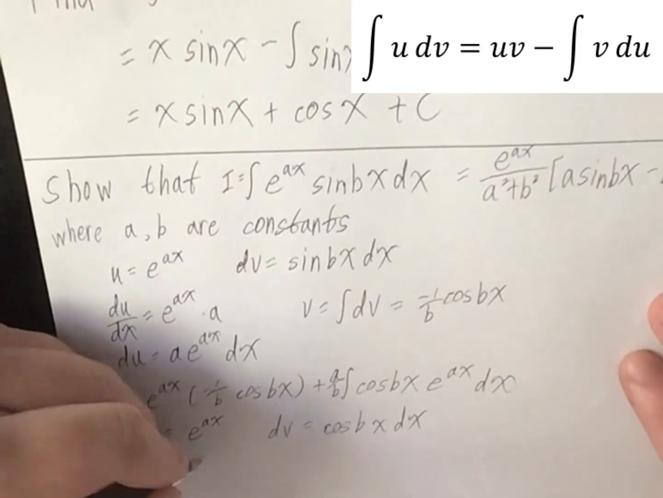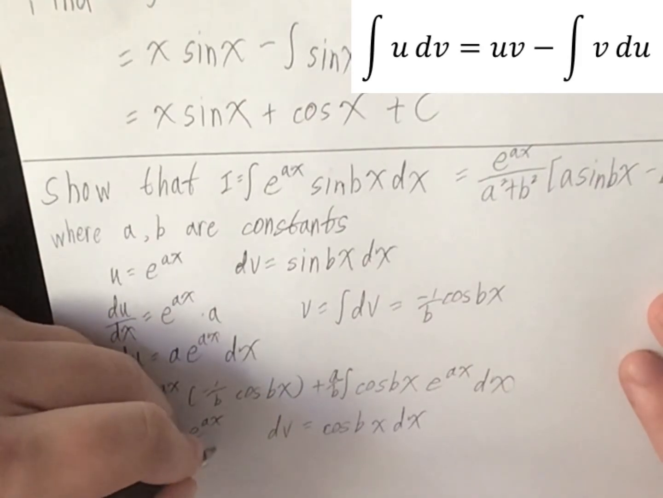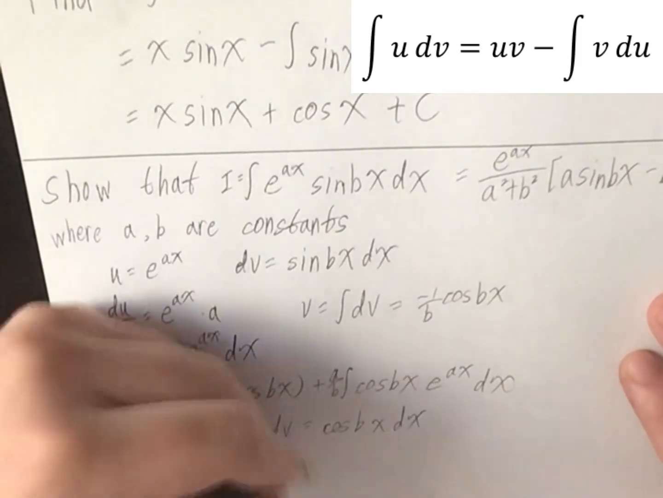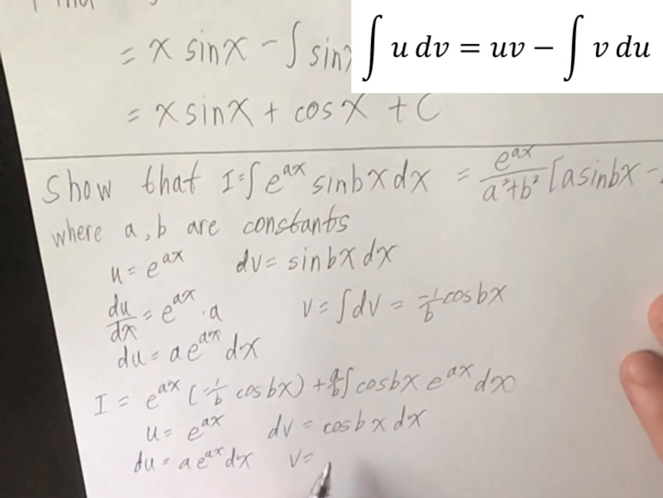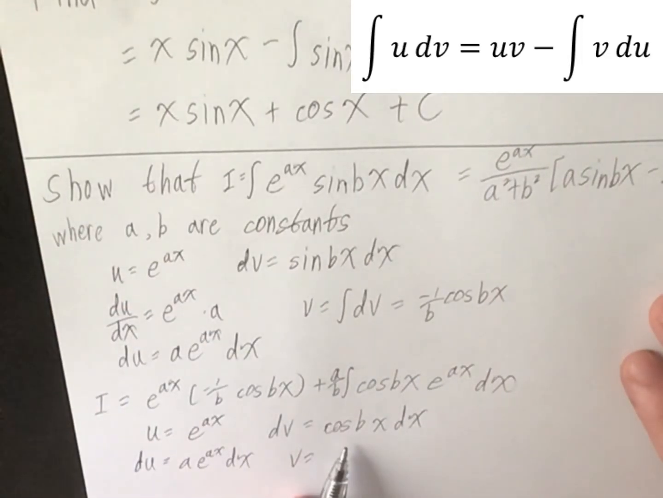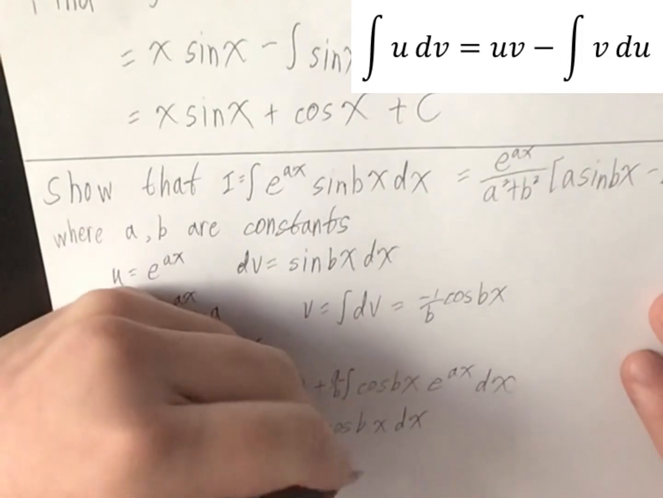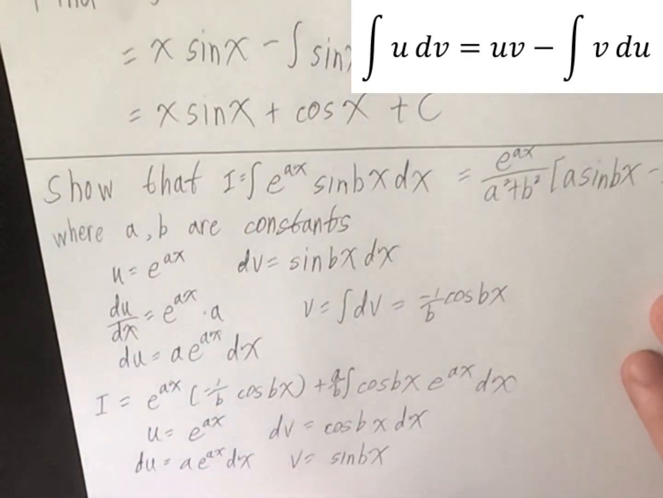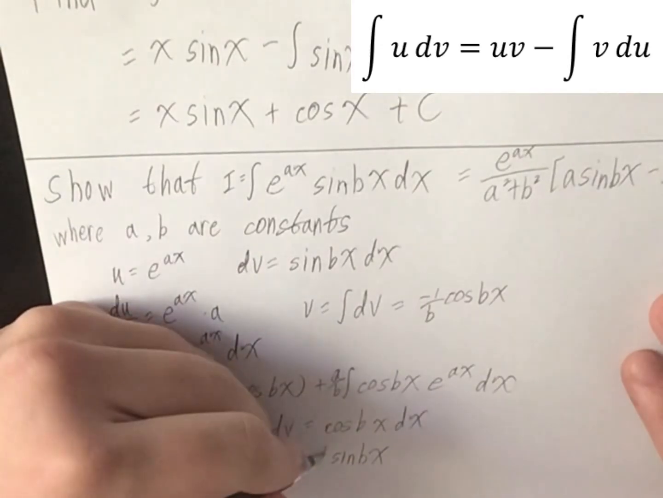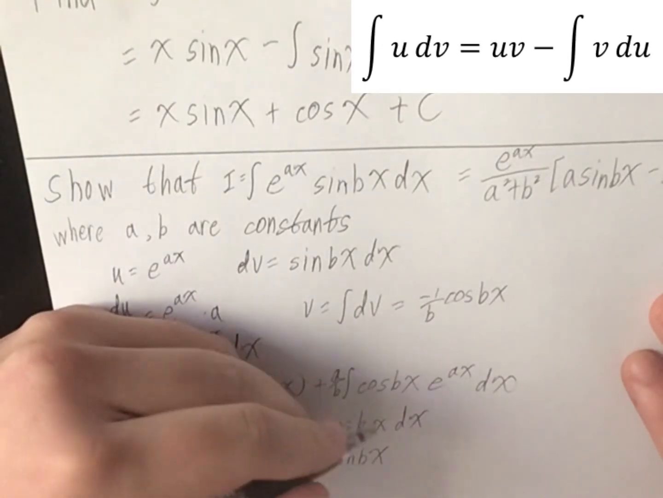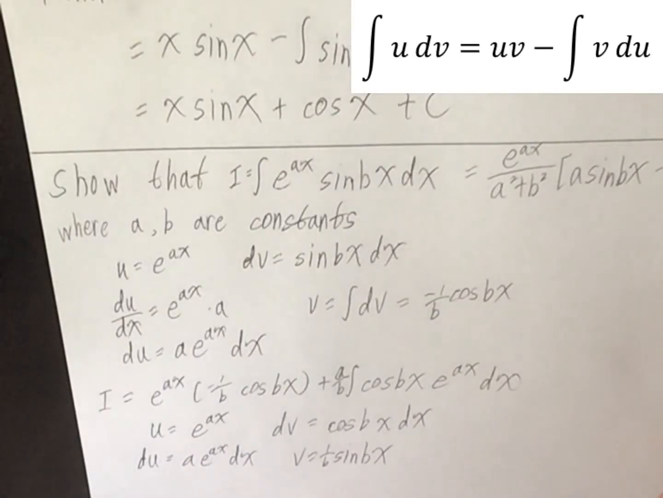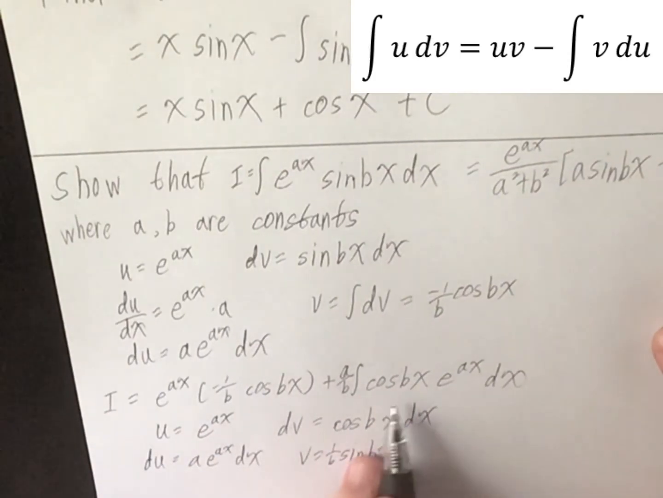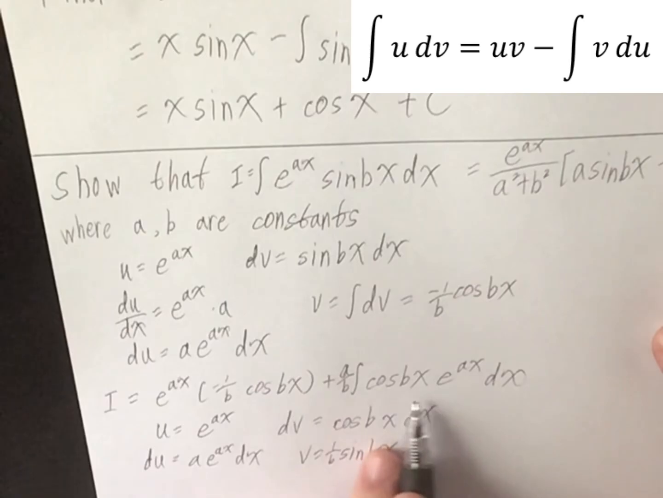Du is a e to the power of ax dx, and v, just integrate this thing, and the integral of cosine is sine, so it's sine bx. But now still you need to use the inverse of the chain rule. You need to divide it by the b here, the derivative of the inside. And now for this part, you just need to use integration by parts again.